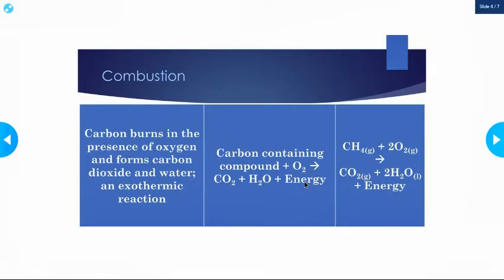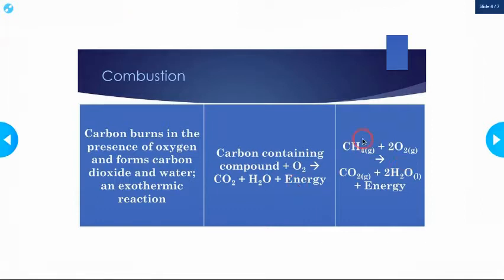So the combustion reactions are probably the easiest ones to identify, the easiest ones to write, because the only thing that's going to change is this carbon-containing compound. Otherwise, oxygen is always going to be another reactant. Carbon dioxide and water and energy are always going to be the products.